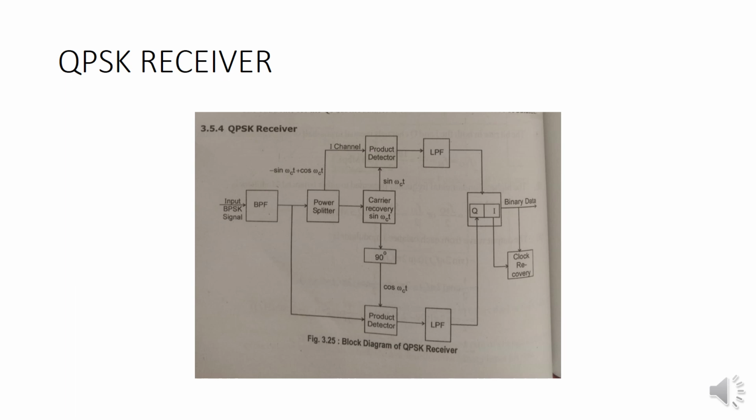The outputs of the product detectors are fed to the bit combining circuit, where they are converted from the parallel I and Q data channels to a single binary output data stream. The incoming QPSK signal may be any one of the four possible output phases. Let the incoming QPSK signal be minus sin omega ct plus cos omega ct.